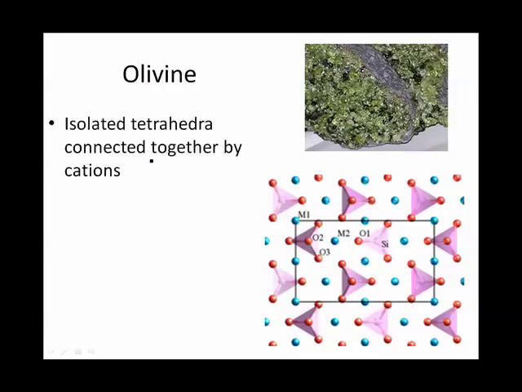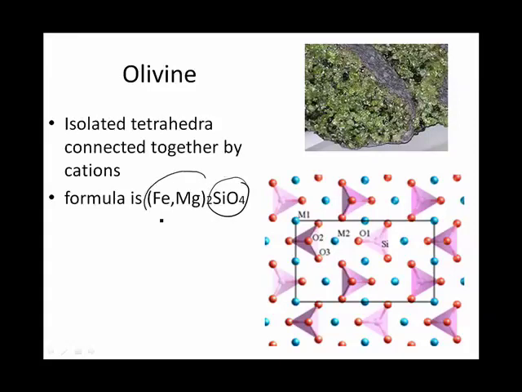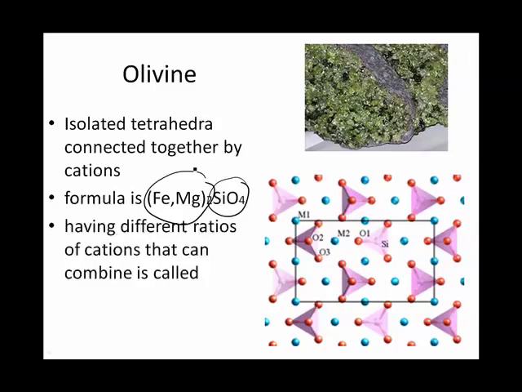Olivine is composed of isolated tetrahedra connected together by cations. The formula FeMgSiO4 tells you that it contains isolated tetrahedrons, SiO4, but also that the iron and magnesium can substitute for each other. Having different ratios of cations like this could be called a solid solution.